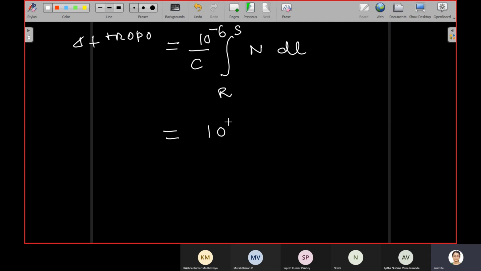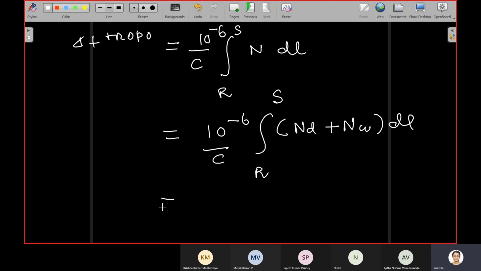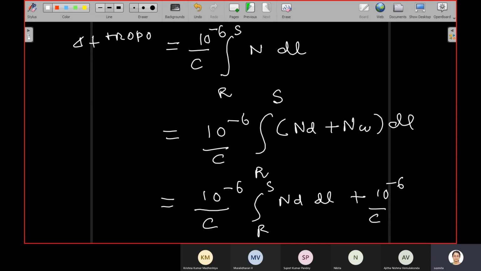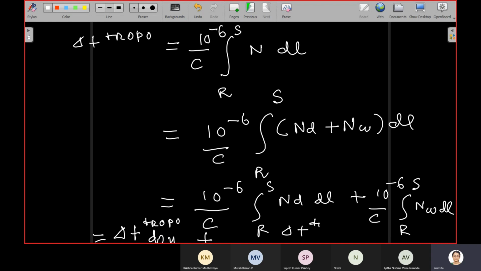And then substitute for N as N dry plus N wet, and then separating these two we get, so the first term is actually the delay due to dry gases, and the second one is delay due to the wet component, due to the water vapor.